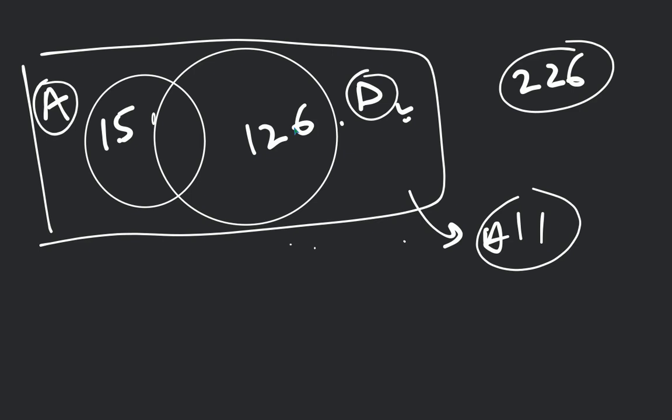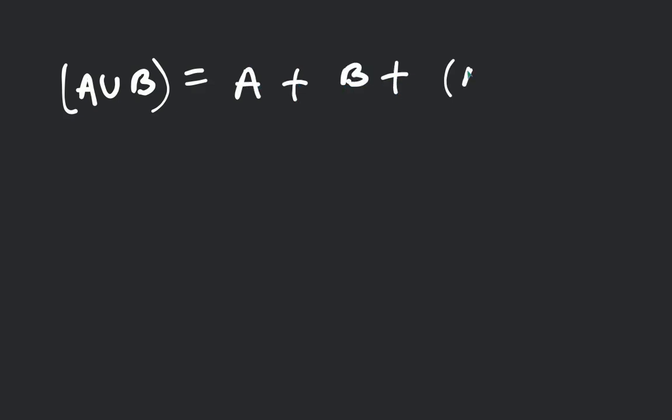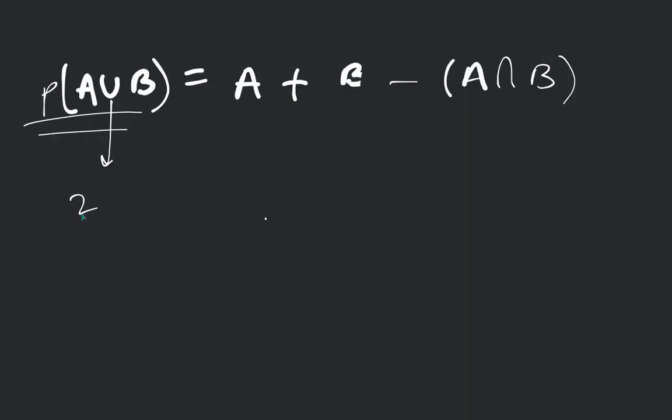Basically, we know the total is 226, and according to our formula, A union B is equal to A plus B minus A intersection B. You must have read this formula, right? Yes, I know this. So basically, this is the total value. What is the total value? This is 226, right?